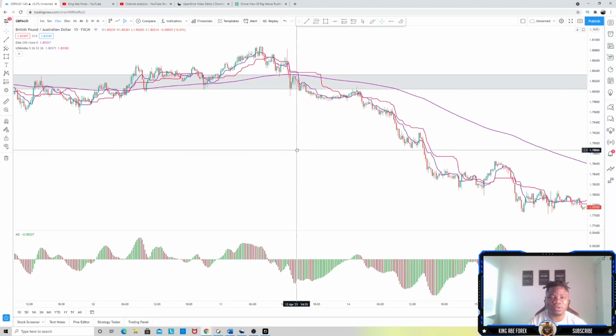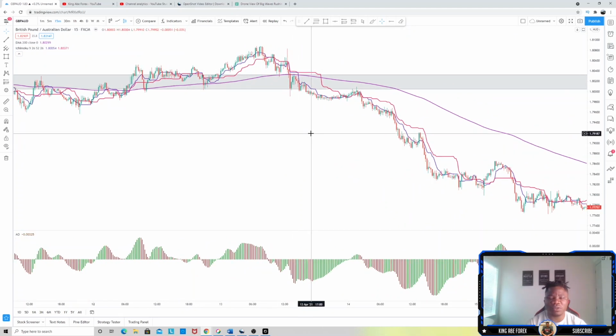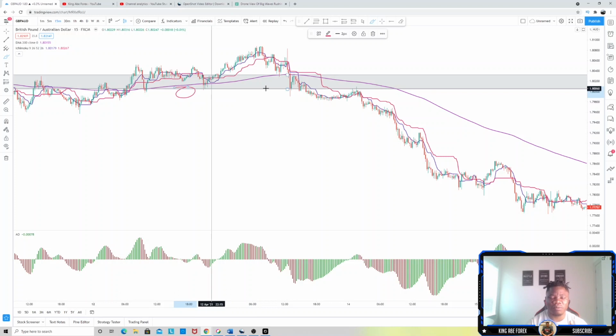Alright, we got the zone right over here. Now what we need to look out for is that we have our support zone over here, so we need price to break our support zone. That's our first confirmation. Second confirmation right over here, we need the awesome oscillator, these histograms, to be below our zero line. We need them facing down, not facing up. You need them facing up if it's for a buy trade. This time around for a sell trade, you need them to face down.